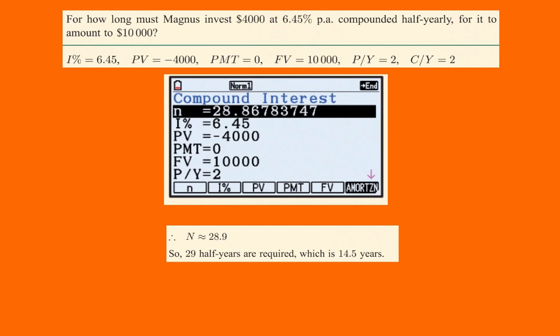Okay, so this time we're looking for time. So Magnus has got $4,000, 6.4%, compounded half yearly. So this is a new one, half yearly, and we're going to amount to $10,000. So $4,000 present value, negative again. PMT, 0, future value, 10,000. Half yearly, there's 2 half yearly periods. Putting it into the calculator, now remember n will be 0 at first. So it's going to be 0 because we don't know what that is. Put all our information in and then press n, and that will be our answer here.